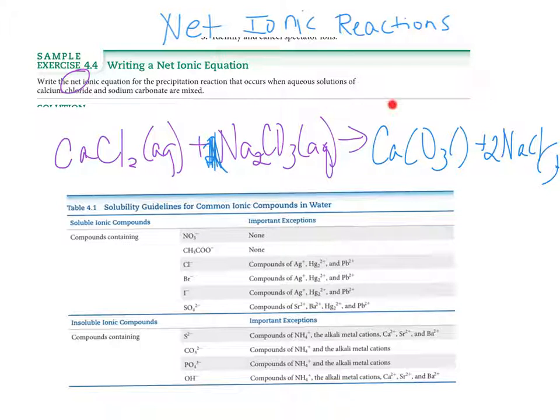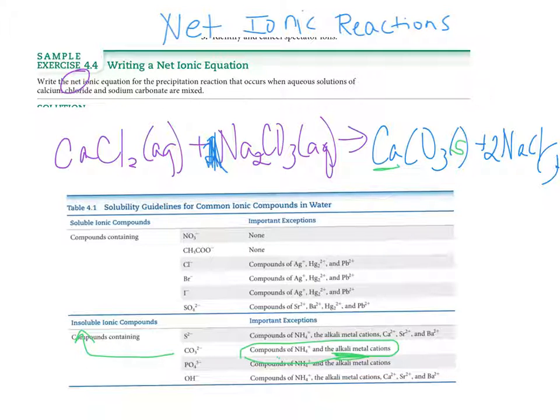I'm first going to check out calcium carbonate. So I'm looking for either calcium or carbonate, and I see carbonate here. Carbonate is insoluble. Here are the exceptions, unless it's with ammonium or the alkali metal cations. The alkali metals are group 1. This is group 2. So this is going to be insoluble because this exception does not apply. So if it's insoluble, that means it's a solid. Insoluble means is not soluble, does not dissolve.